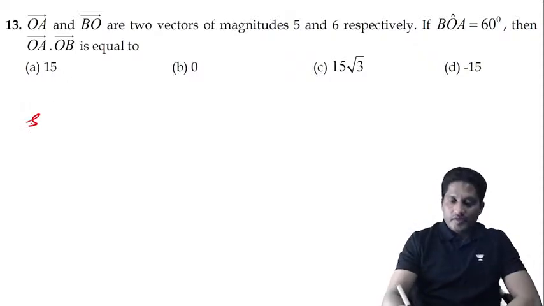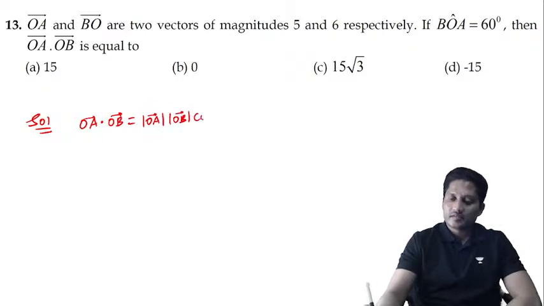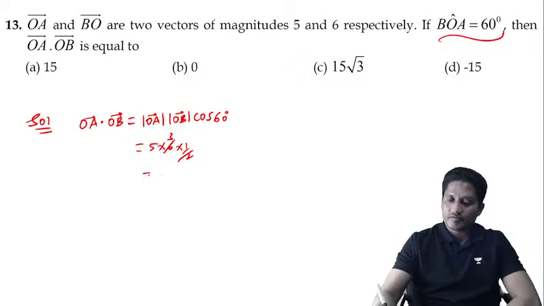Now if I want to find out what is OA dot OB, A dot B is equal to mod A into mod B into cos theta, right? The angle between OA and OB is given, that is 60 degrees. Modulus of A is 5, this is 6 and cos 60 is half. This will cancel 3 times, 3 into 5 is equal to 15. Answer is option A.